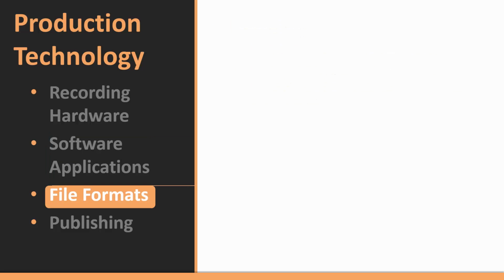Let's talk briefly about file formats, and I want to begin with this concept of a project file. A project file is the native file that's created when you use an audio editor. Audacity has its own project file format with a .aup extension. GarageBand has its own project file format. Audition has its own project file format.